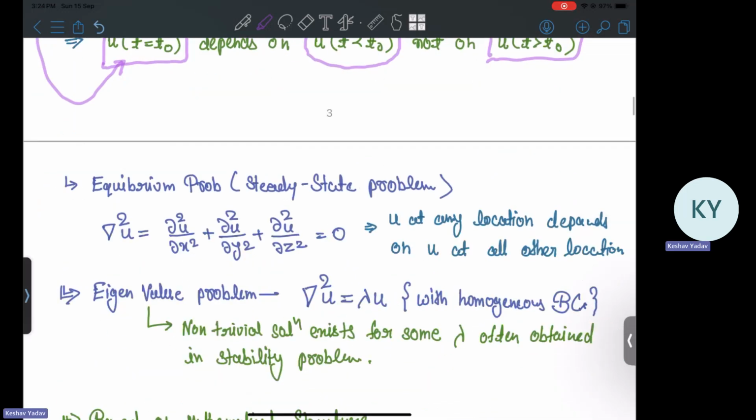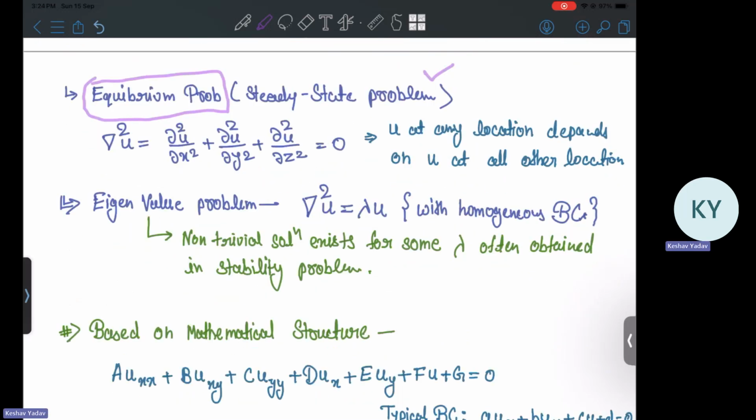Then the other type of problem can be an equilibrium type of problem, also called a steady state problem. A typical example of a steady state problem is Laplacian of u equal to 0. This Laplacian can be written in 3D as del 2u upon del x square plus del 2u upon del y square plus del 2u upon del z square equal to 0. So here u at any location will depend on all other locations.